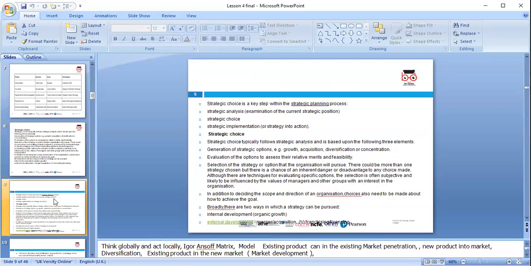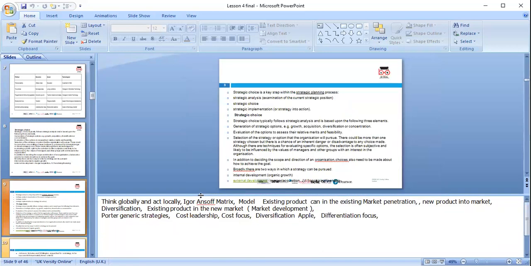Okay, so strategic choice is the key within the strategic planning process. We look at strategic analysis, examining the current situation. We then implement a strategy action plan to achieve the organization's strategic choices, as we mentioned, growth strategy or diversification. We can evaluate each option in the light of cost and benefit analysis. There are a number of models which we can look at.